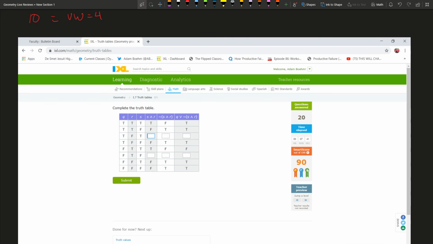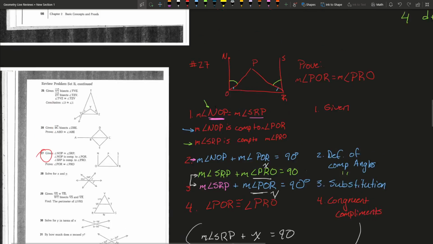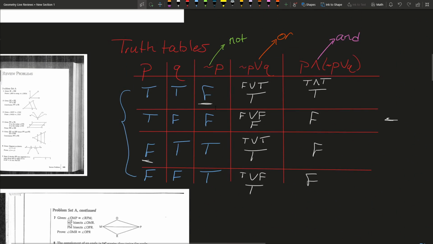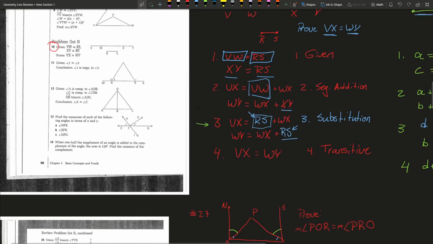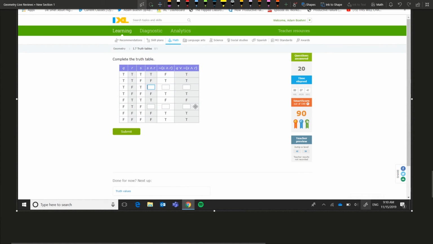All right. Truth tables. This is directly from IXL. And the proof that I give you will probably be more like the one I did before, where I just give you a blank table and you have to fill out everything. But this is a good exercise. So remember that caret is an and statement and V is an or statement.